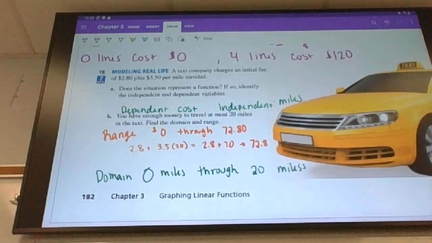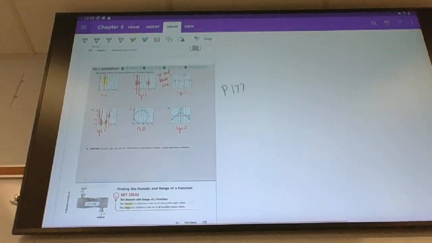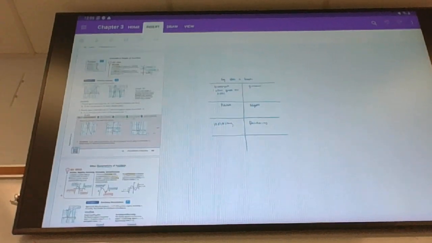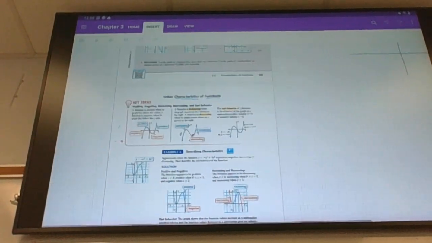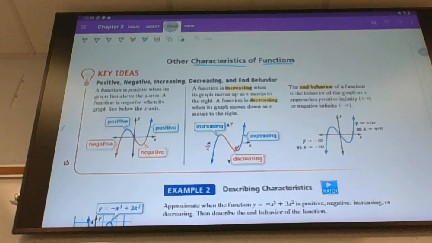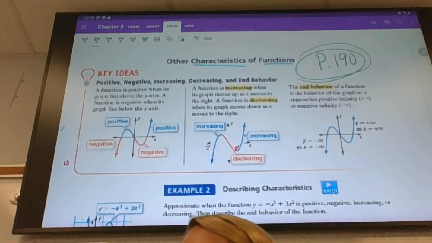Alright guys, I have a handout for you. If you want to flip really quick to chapter 3.2, page 190, I have a handout for you for this because it was difficult last year for students to remember this. I'm giving you a handout.